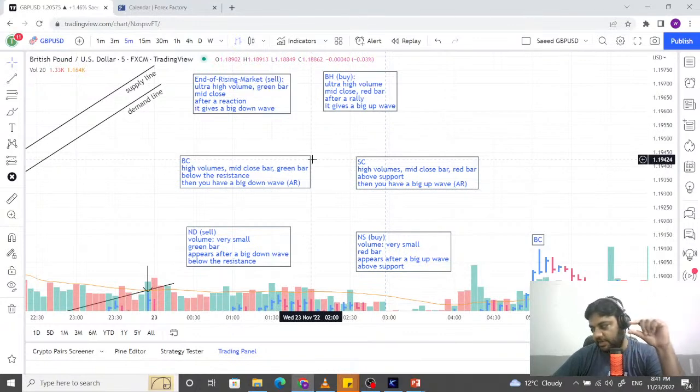If you learn to identify these bars, I think it will be amazing.